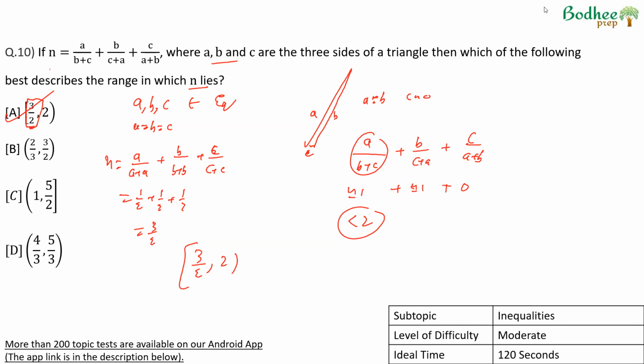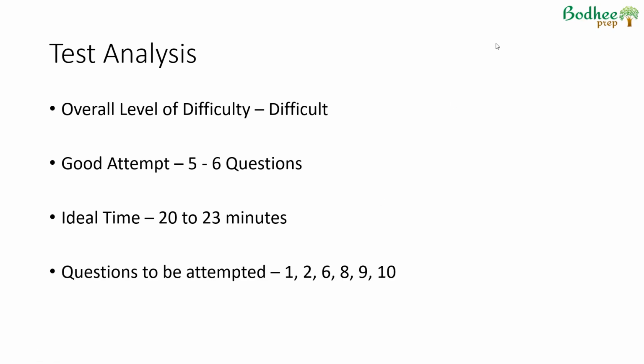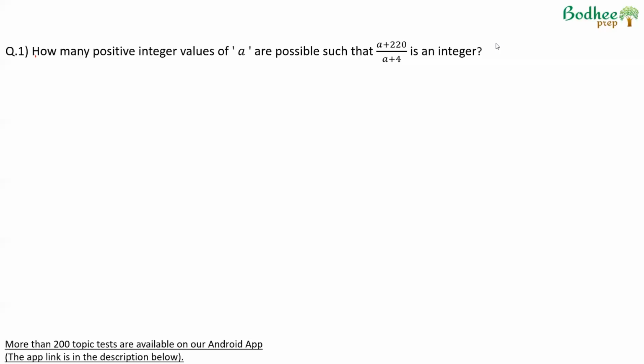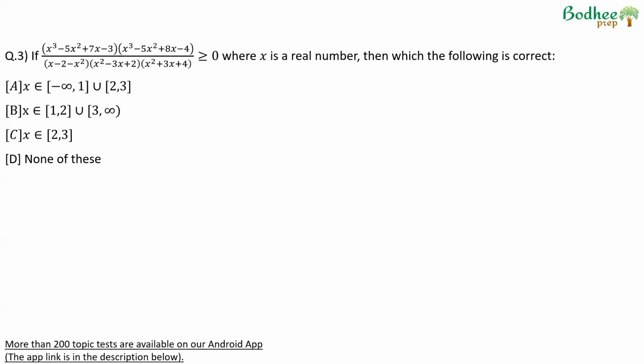So if you look at the overall test, as I was saying, difficult test, 5 to 6 questions should be sufficient. And if I have to get my 5 to 6 questions, they would be for me 1, 2, 6, 8, 9, 10. Which are these? This I think is simple. We're just looking at factors of 2, 1, 6. Here also putting values, eventually we do get an answer.